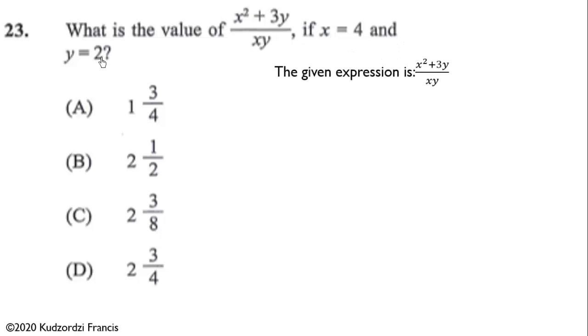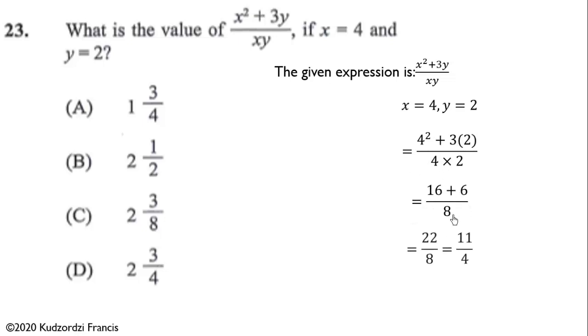So we need to do the substitution correctly. X is 4, so we substitute 4 here. Then y is 2, so we substitute y here and 2 here. Then we multiply 4 by 2. So that will give us 4 squared plus 3 times 2 all over 4 times 2. Now let's evaluate. 4 squared is 16, 3 times 2 is 6, 4 times 2 is 8.